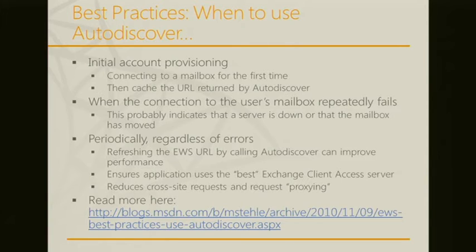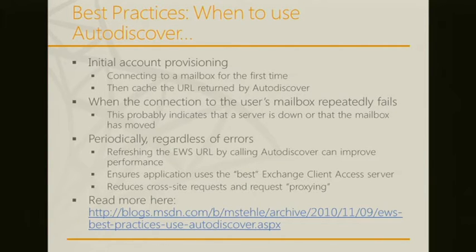So when do you use Autodiscover? You certainly use it in initial account provisioning, because you have to figure out where the user's endpoint is located. And anytime you make a call, we may return some errors which indicate the mailbox has failed over; there's a finite set of errors. Anytime you get that error, you should do Autodiscover. Now, this call is a fairly expensive call. It could take up to 10 seconds to complete in the data center.